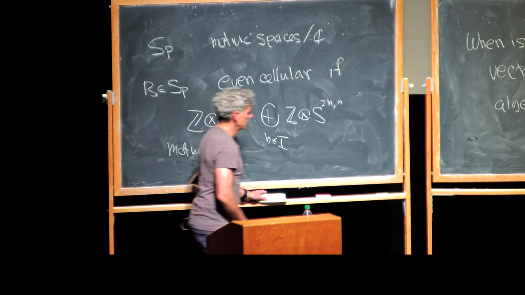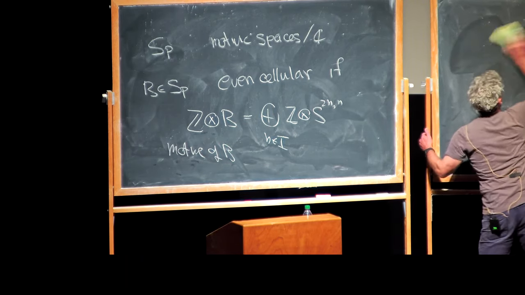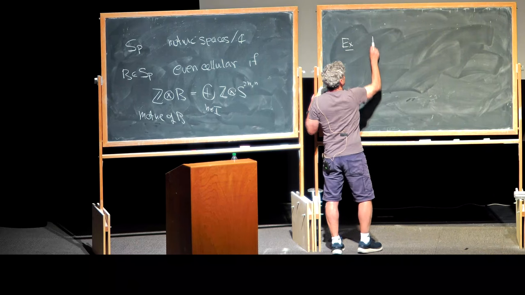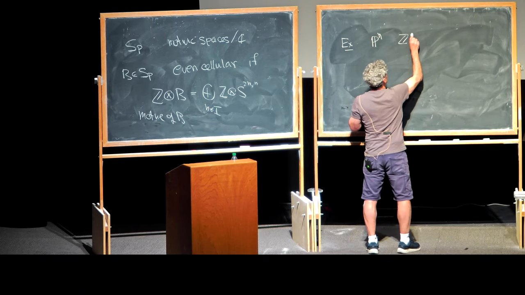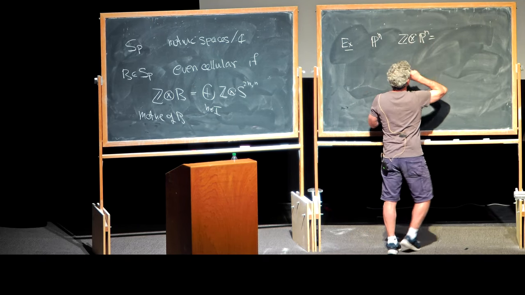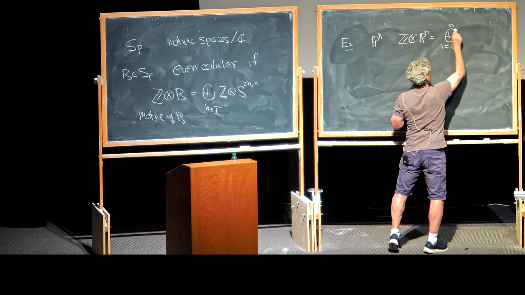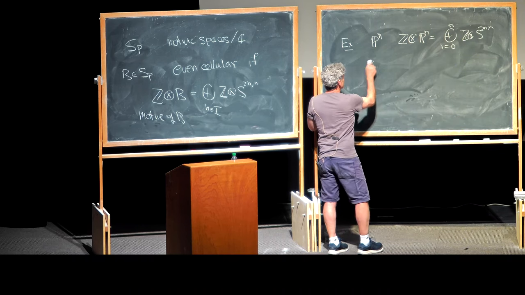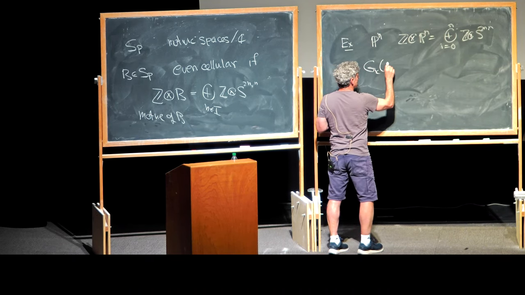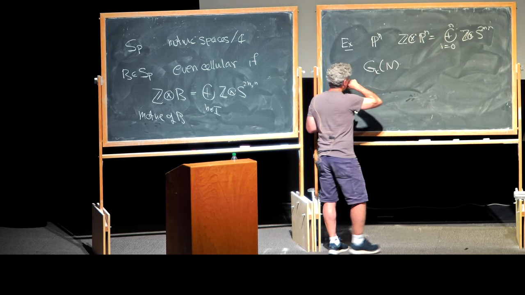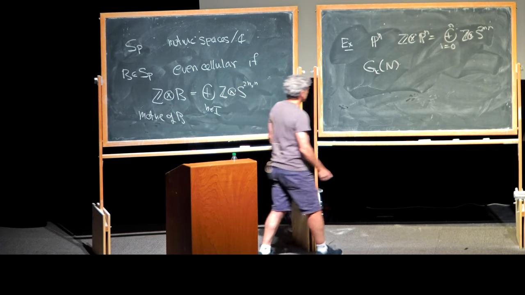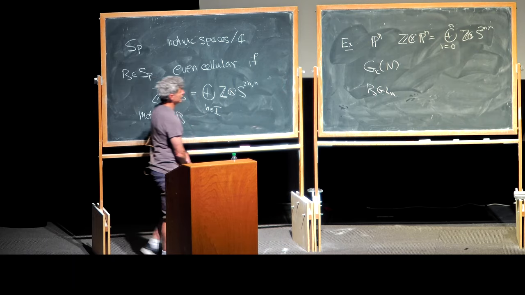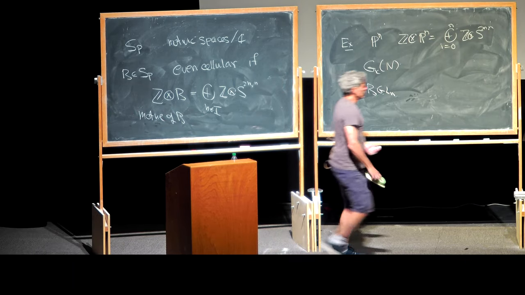Examples of this are Pn, that's just the sum as i goes from 0 to n of Z tensor S to 2i. The Grassmannian of k-planes in n-space is another example, and there are many, many more examples. If you take the limit, the classifying space BGLn is another example that's not a variety.